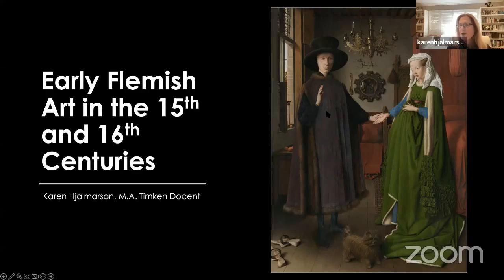A couple of other things I wanted to mention before we move on: what do these artists, Jan van Eyck, Rogier van der Weyden, Dirk Bouts, bring to the art world? Well, Jan van Eyck advances the use of oil painting. He doesn't invent it, but he advances its use and technique. Petrus Christus brings single point perspective, the use of realism, the use of light.